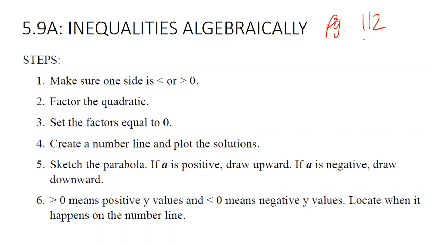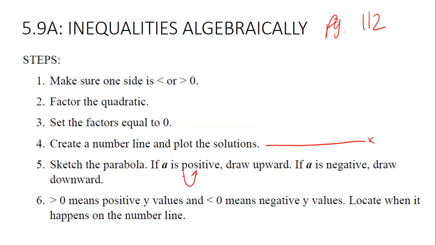112. And we're going to talk about inequalities algebraically. So when you're solving inequalities algebraically, there are a few steps. One, you want to make sure one side is less than or greater than 0. Two, you want to factor the quadratic. Three, you want to set the factors equal to 0. Four, you're going to create a number line. That number line is going to represent your x-axis. Five, you're going to sketch the parabola based on your A, your leading coefficient.